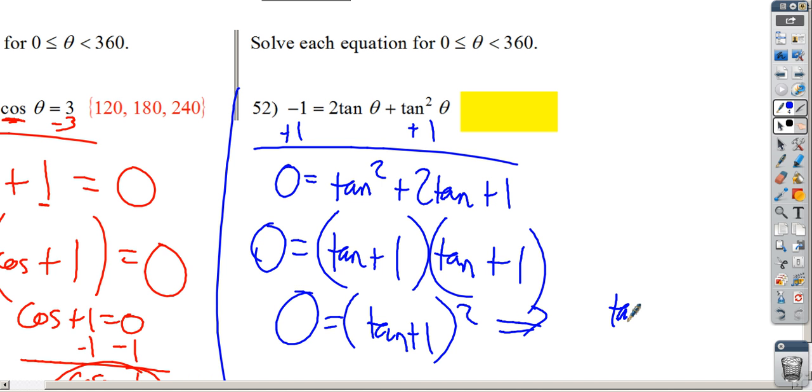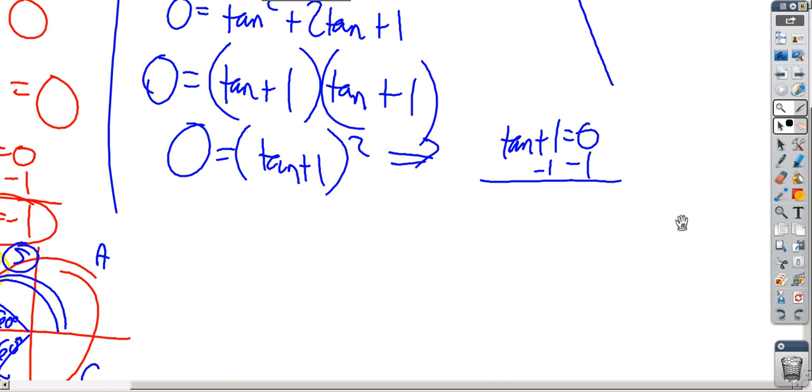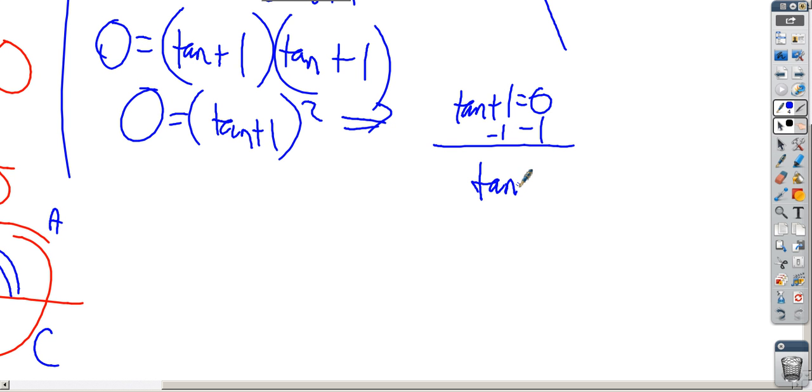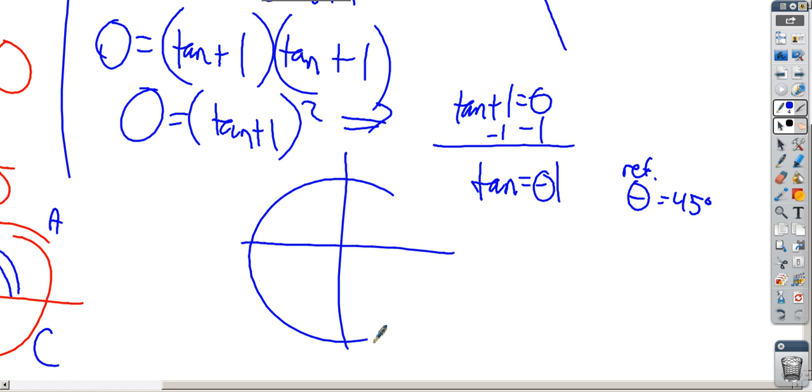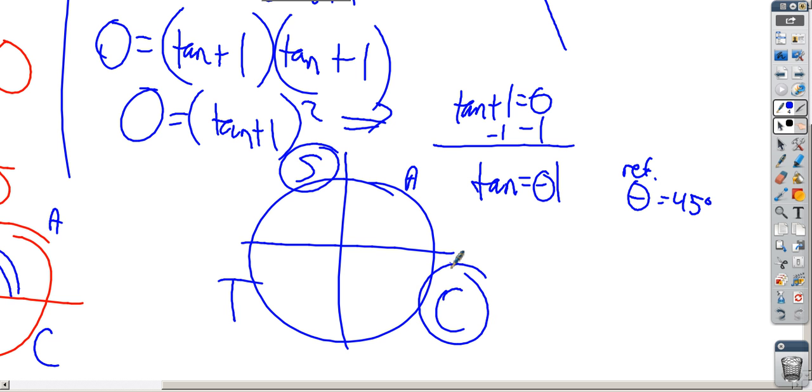So we'll set tan plus 1 equal to 0. We'll subtract the 1 from both sides. Oops, and let's move that up a little bit. So tangent equals negative 1. When does tan equal 1? Tan equals 1 at 45. So our reference angle is going to be 45, but tangent has to be negative. So it has to be the quadrants where 45 gives us a negative tangent. And the two quadrants where tangent is negative are quadrants 2 and quadrant 4. So this 45, whatever that angle is, and this 45 right here. So let's verify what those are.